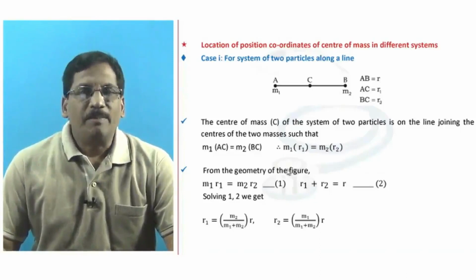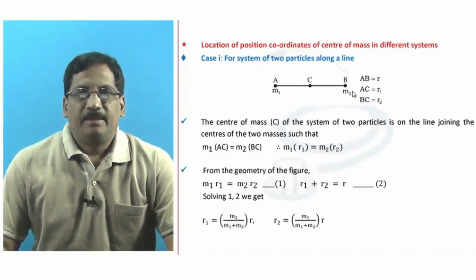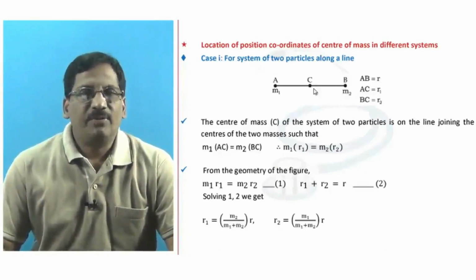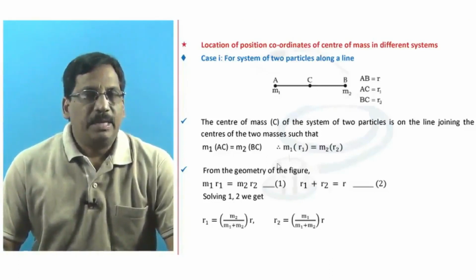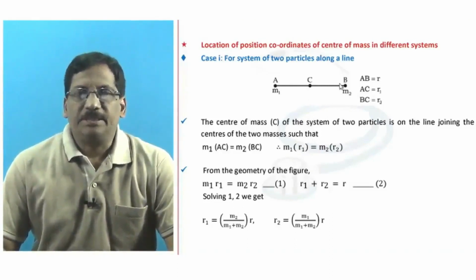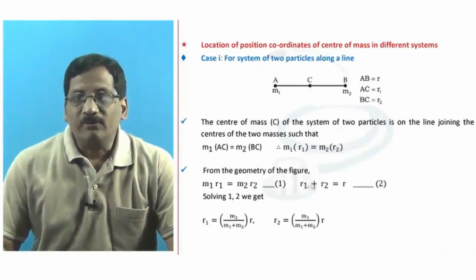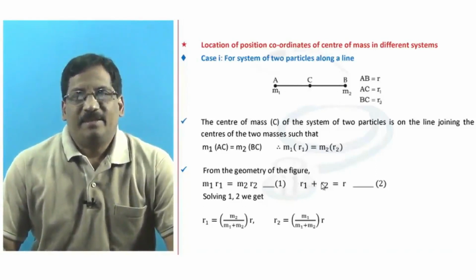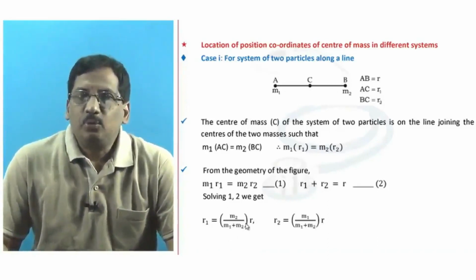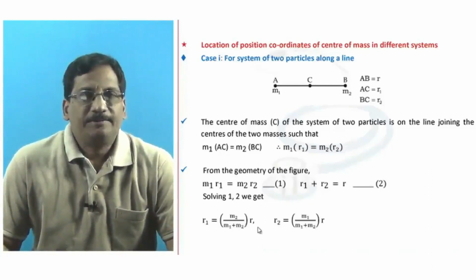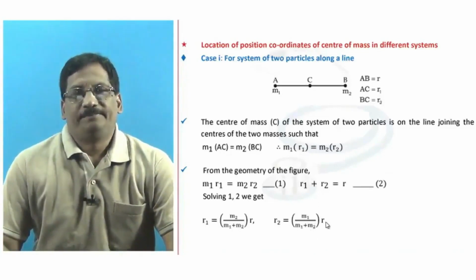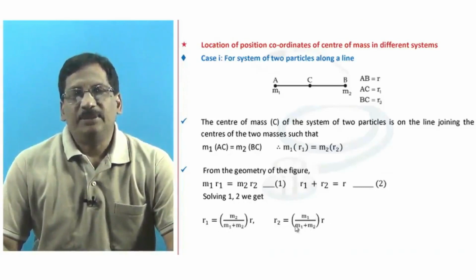So now from the geometry of this figure, we can make two equations. One is just as we have discussed now, m1 r1 equal to m2 r2, and next, r1 plus r2 is equal to r, the distance between the two particles. So now by solving these two equations, we can write expressions for r1 and r2 as r1 equal to m2 by m1 plus m2 into r, and r2 equal to m1 by m1 plus m2 into r. Very important, very useful formula these two are.